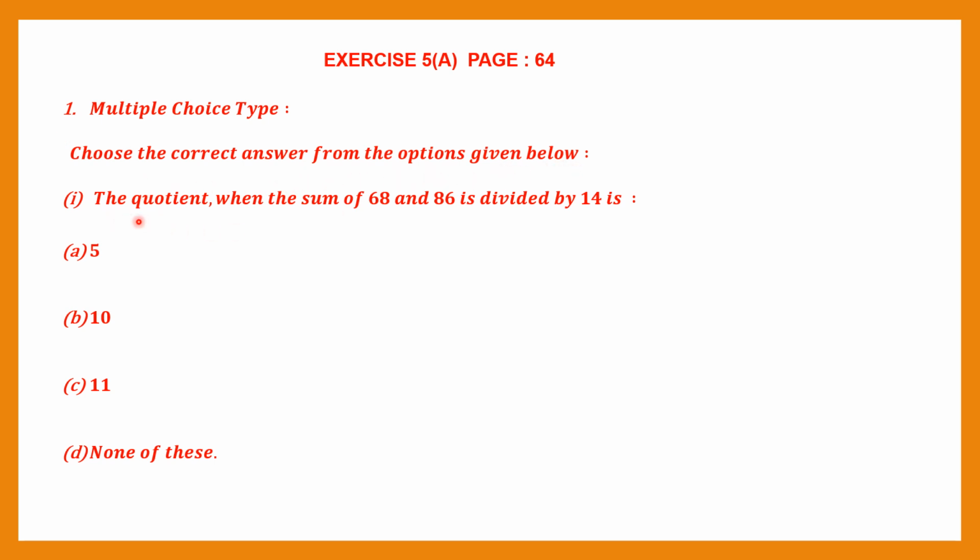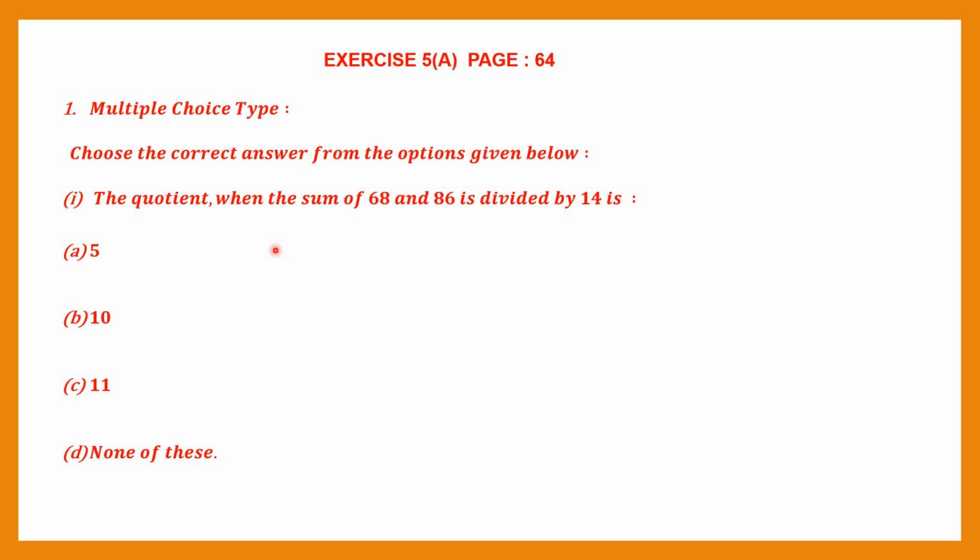First question is, the quotient when the sum of 68 and 86 is divided by 14 is one of these. Now children, there are some very interesting properties here. Look at these two numbers, 68 and 86. Can you see that the numbers have been reversed? 68 is reversed to 86 and it's divided by 14. What will the quotient be? Do you actually have to add it up and then divide and find the quotient?